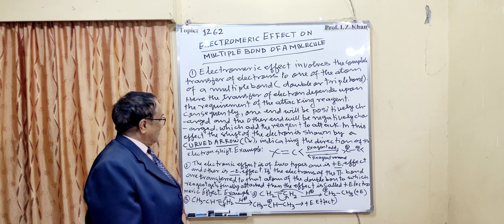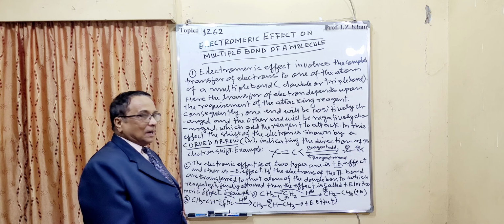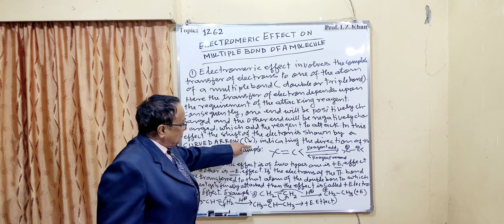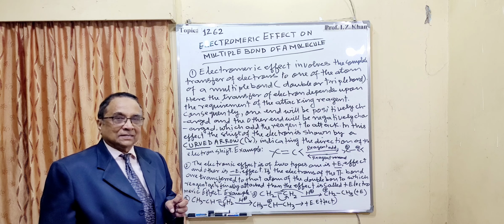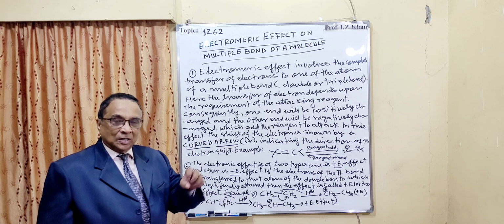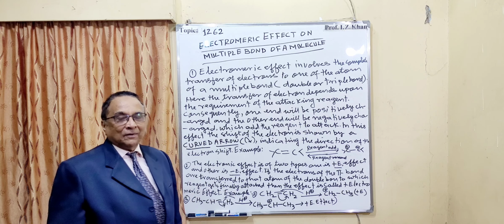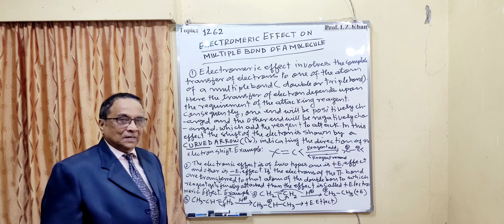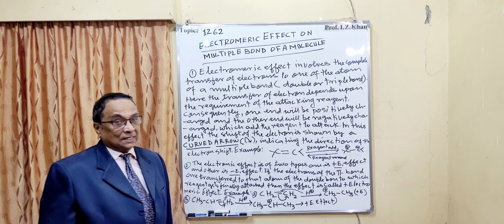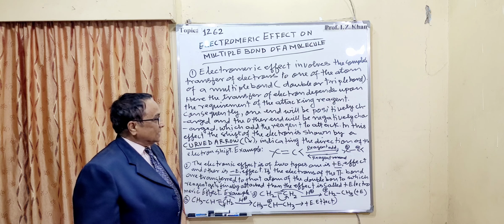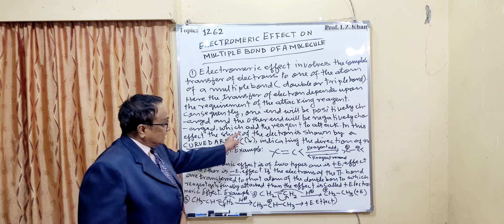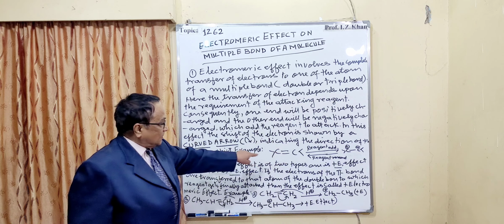In this effect, the shift of the electron is shown by a curved arrow. If anywhere this sign is shown in any reaction, it means the electromeric effect is taking place in the molecule, in the form of an intermediate. This curved arrow is the sign of the electromeric effect, meaning it is a complete transfer of electrons, and it is not a permanent effect, rather it is a temporary effect, indicating the direction of the electron shift.